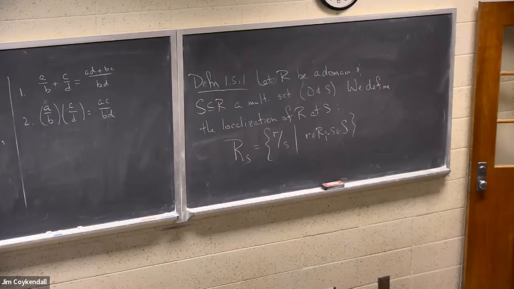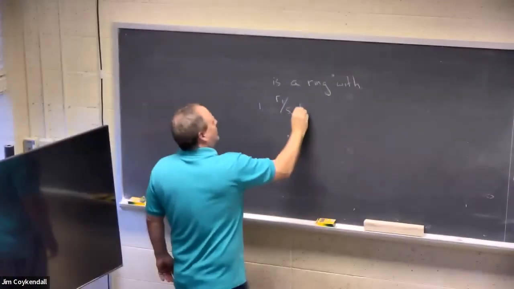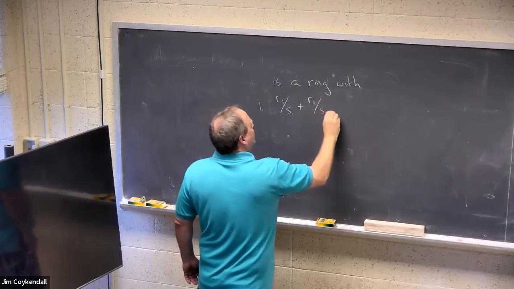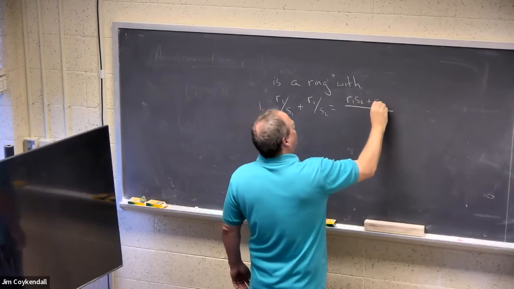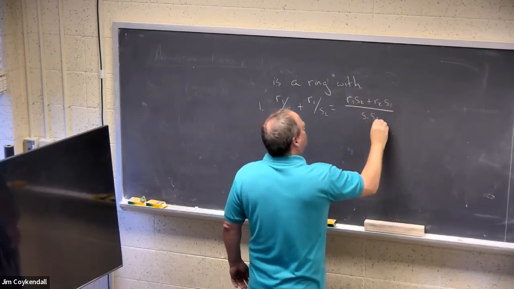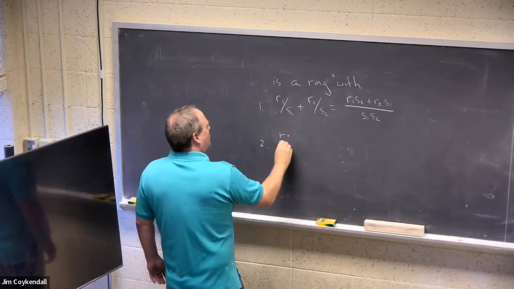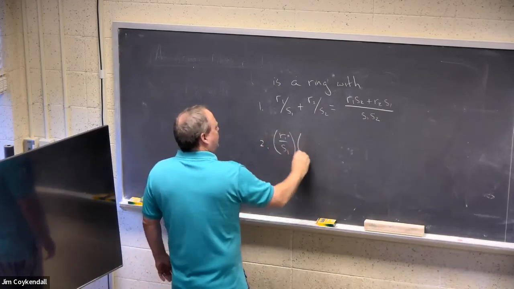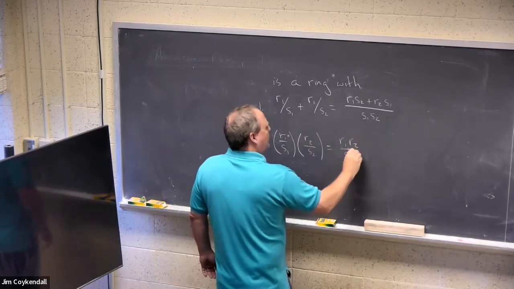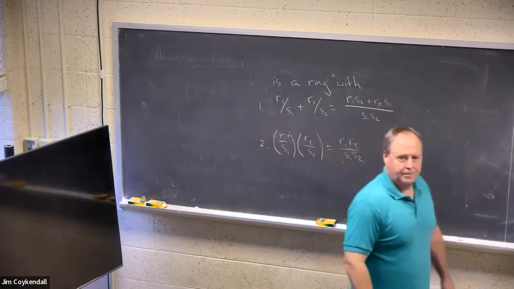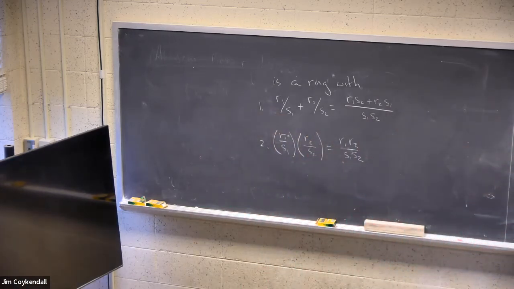And this is a ring with r1/s1 + r2/s2 = (r1 s2 + r2 s1)/(s1 s2), and r1/s1 times r2/s2 = (r1 r2)/(s1 s2). So now maybe I don't have quite as many denominators, but I've got the same thing going on.